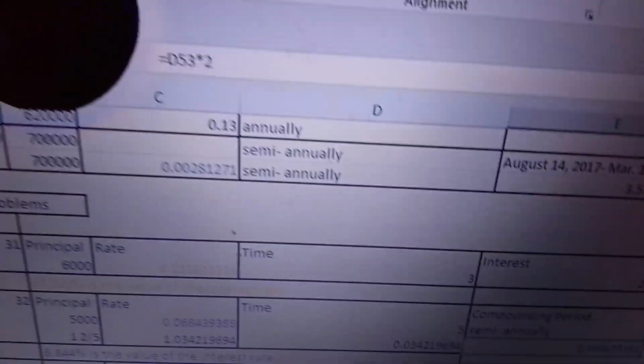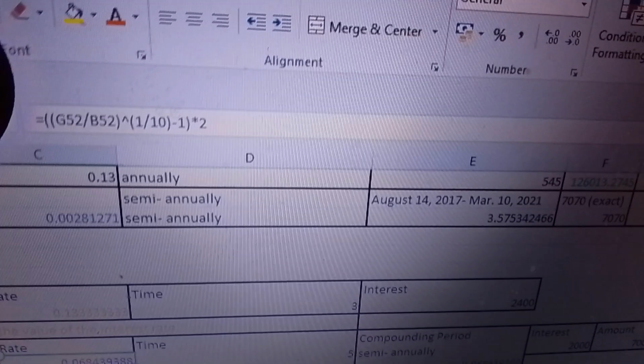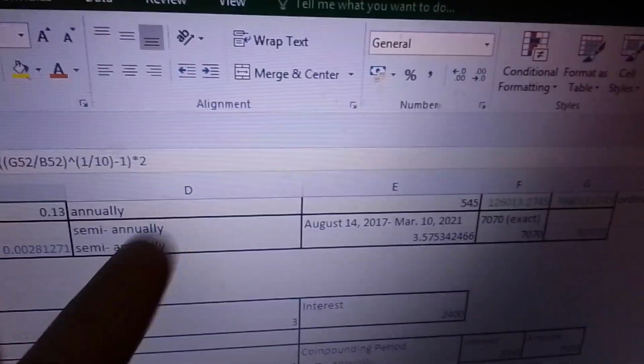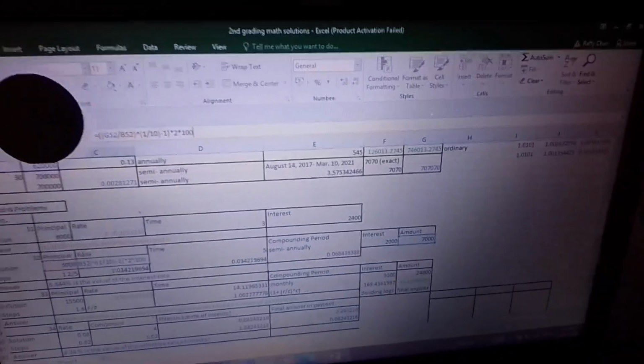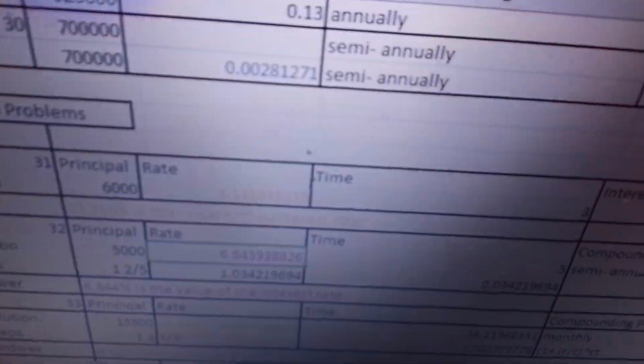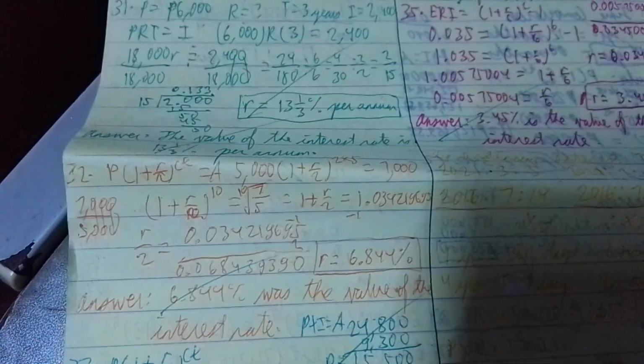Pero we need to convert that into percent. So therefore, our answer here must be multiplied by 100. So doing that, when you multiply it by 100, we should get 6.849. Yan. So therefore, 6.844% is the value of the interest rate. Yan, di ba? Next, number 3.